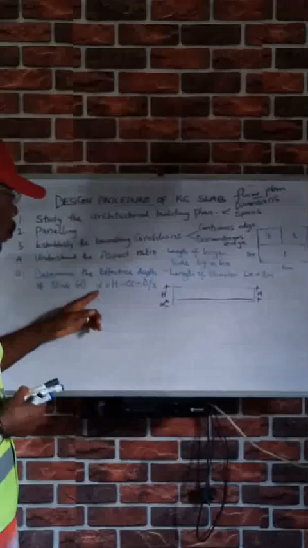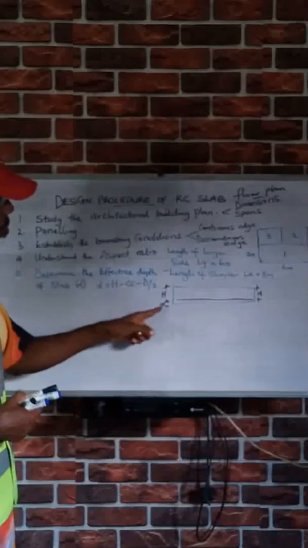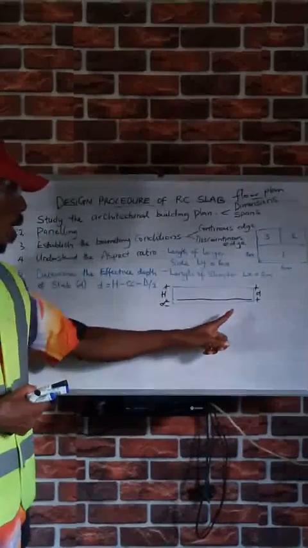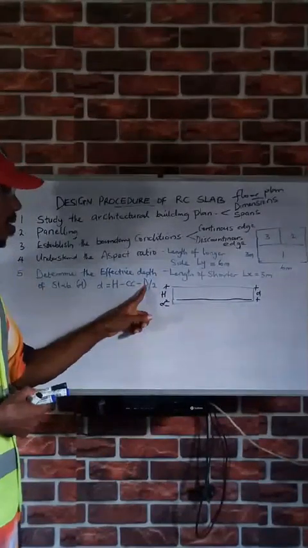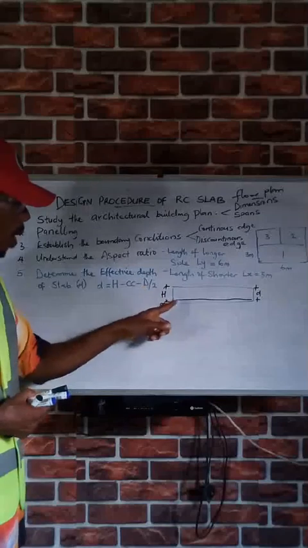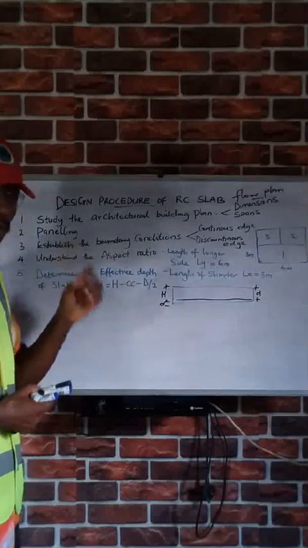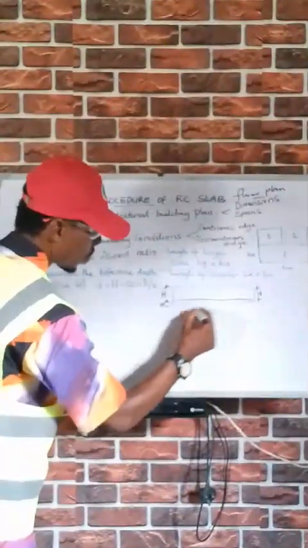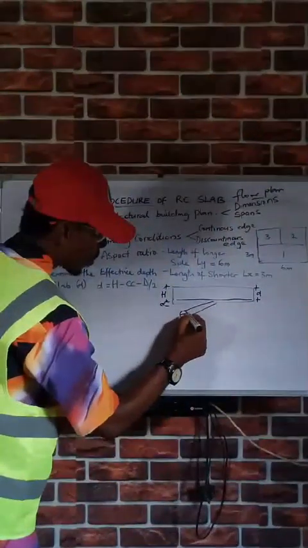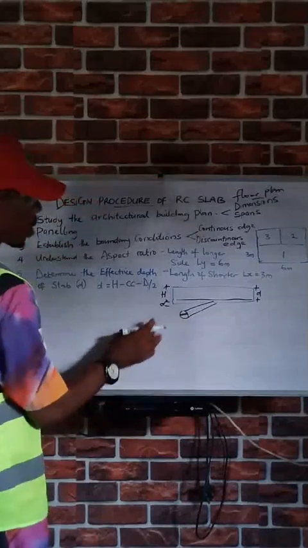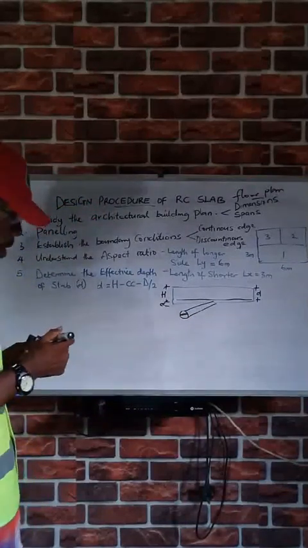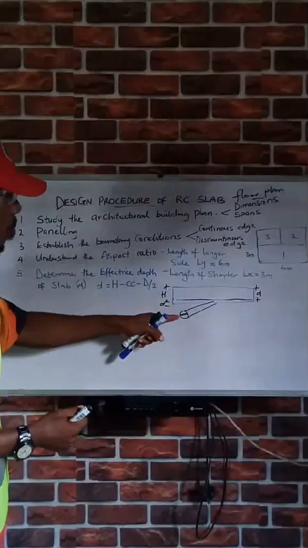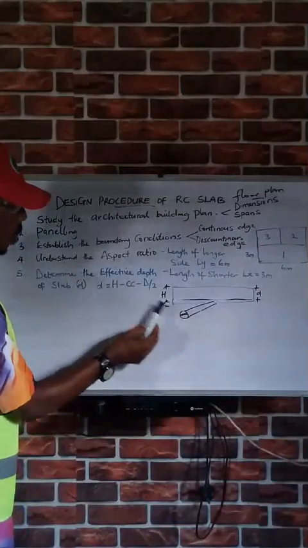For you to get the effective depth, you have to deduct the concrete cover, cc, and phi, the diameter of your rebar. Half of the diameter of your reinforcement is what we are looking for. Half of it falls under the effective depth, so you have to deduct that.